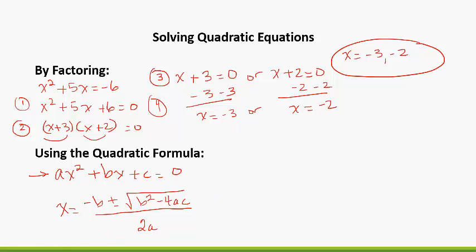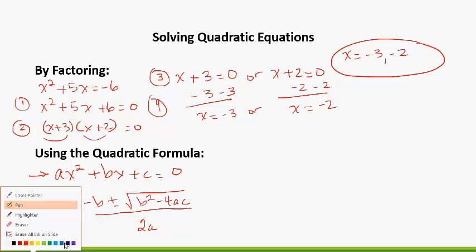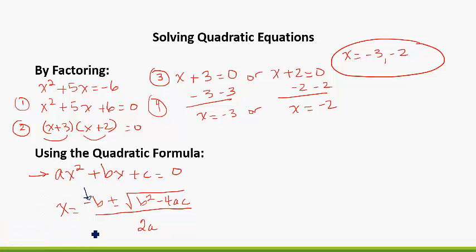Okay, so let's talk about this formula real quick. Notice I said opposite of b here instead of saying negative b, and the reason is, for example, let's say your problem was x squared minus 5x minus 7, then b is a negative 5, so the opposite of that would be a positive 5. So that's why I like to use the term opposite instead of negative.